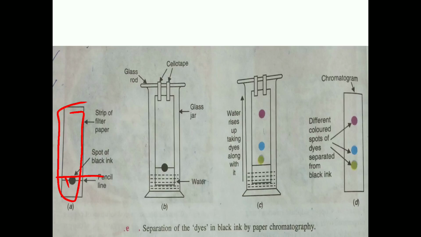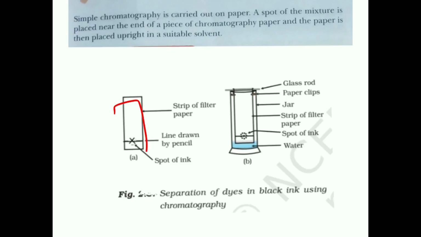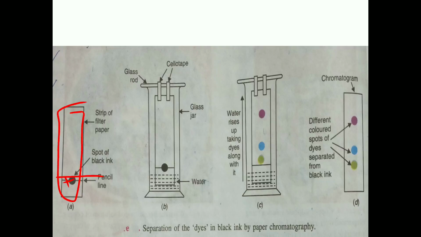At the center of the pencil line, what to do first? When you have taken a thin long strip of filter paper and drawn the pencil line, put a small drop of ink on the filter strip at the center. What you see is the cross mark. So here you put the ink, you drop the black ink, and you wait until the drop of ink has dried.